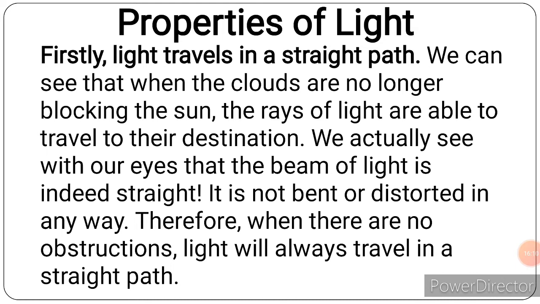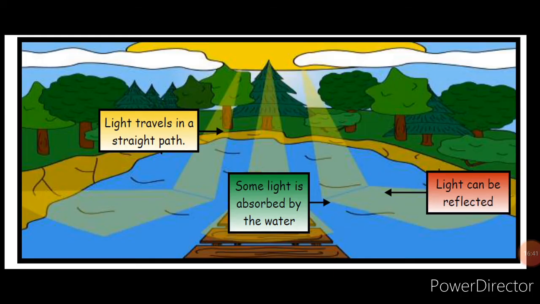We can see that when the clouds are no longer blocking the sun. Is it not? Yes. The rays of the light are able to travel to their destination. True or false? True. So we actually see with our eyes that the beam of light is indeed straight. It is not bent or distorted in any way. Therefore, when there are no obstructions, light will always travel in a straight path. You can see different lights. Can you see it now? Traveling in what? In a straight path. Do you get it now? So light travels in a straight path.